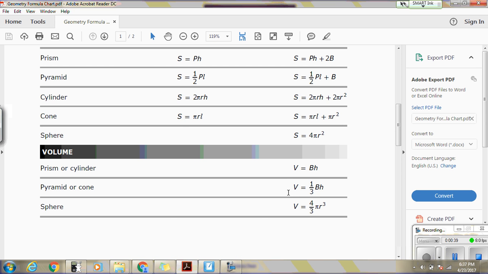So for a sphere, we don't have lateral area. We only have total surface area. And the formula is 4 times pi times radius squared. And then for the volume, it's 4 over 3 times pi times radius cubed.